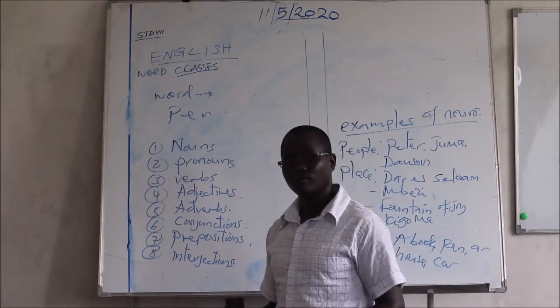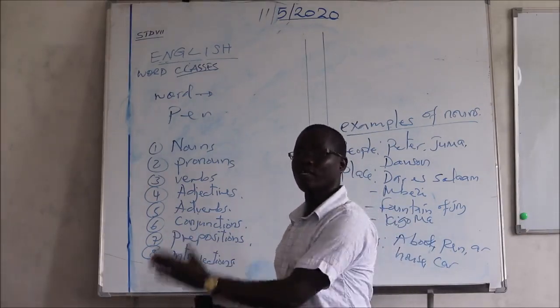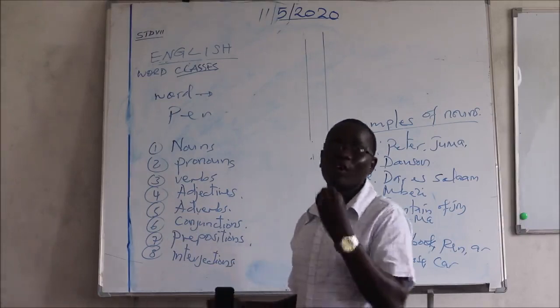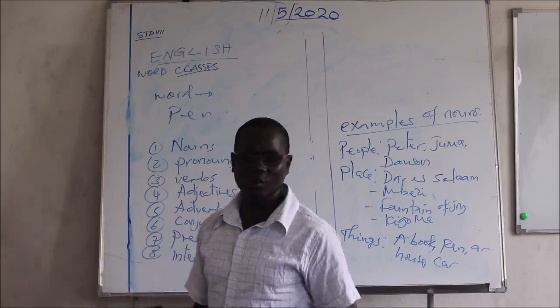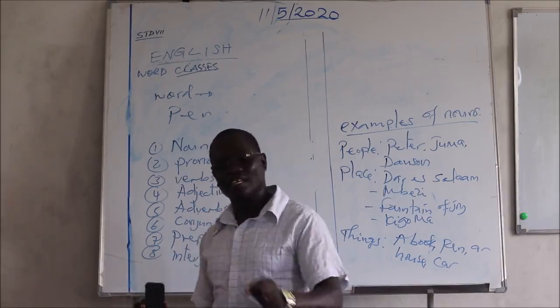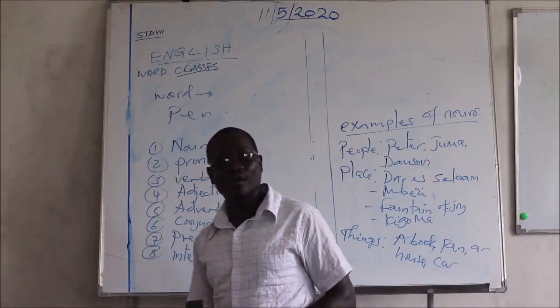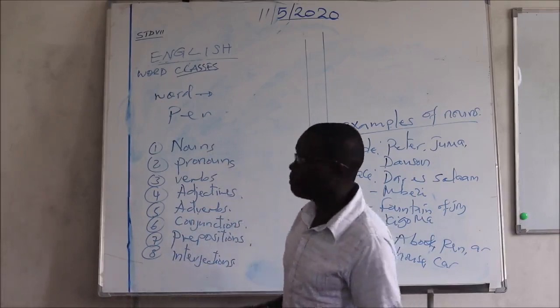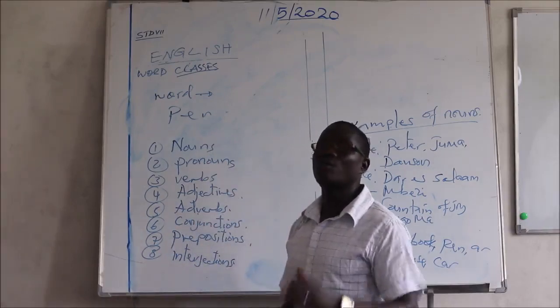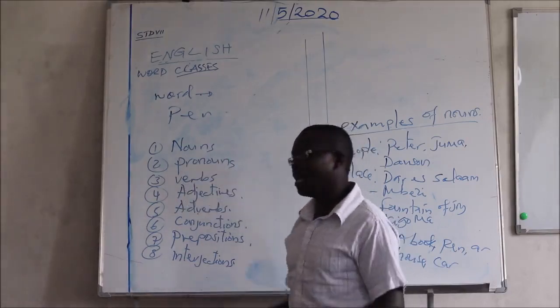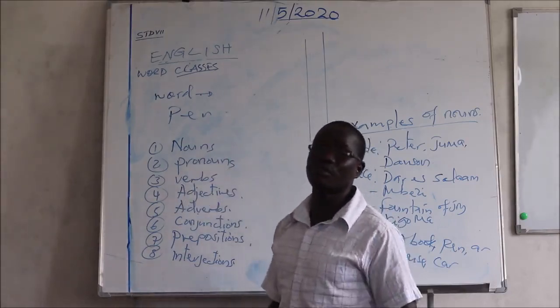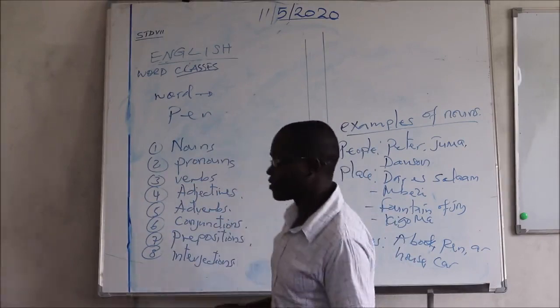For example, Juma is going to school. If you are not ready or you don't wish to use the name Juma, you can simply say he is going to school. Therefore, that he is substituting the noun Juma. Therefore, we can say that a pronoun is a word which is used to substitute a noun in a sentence.